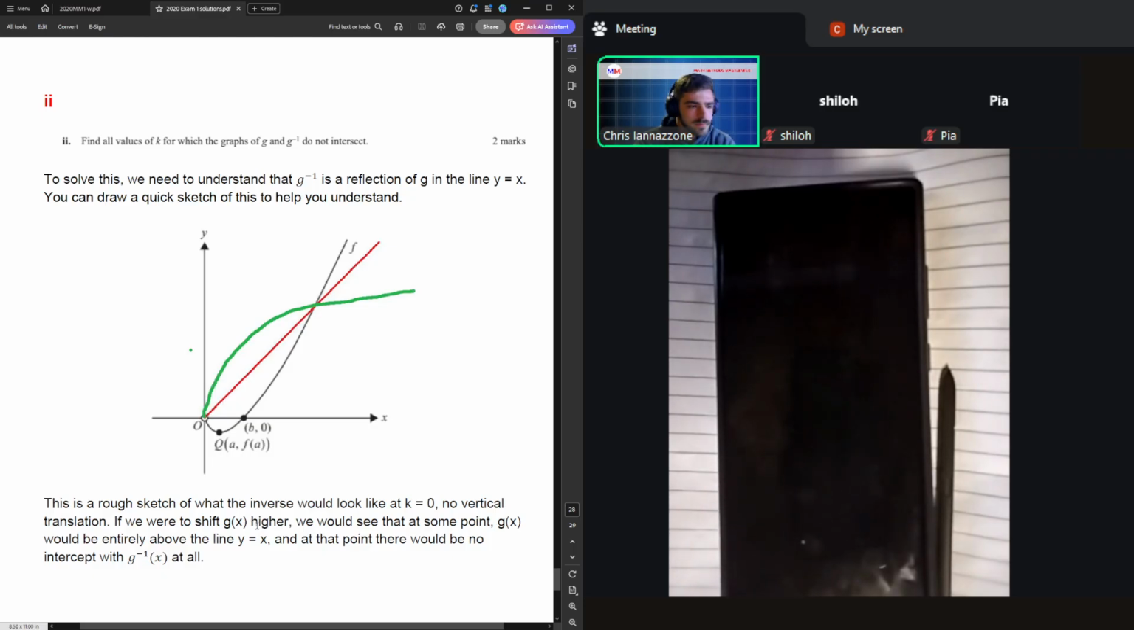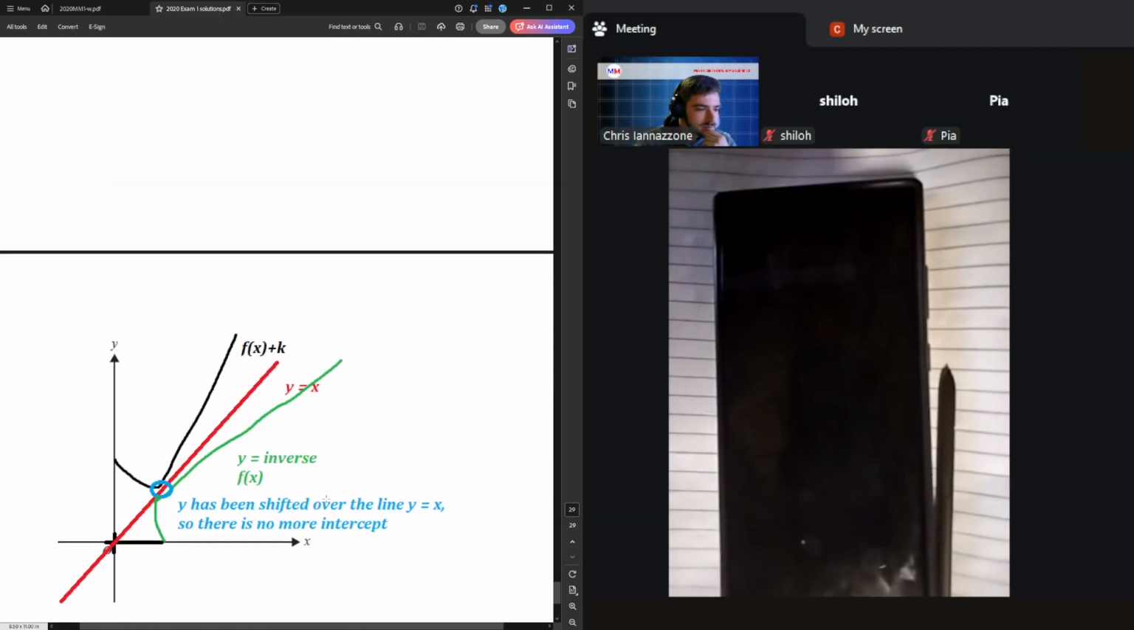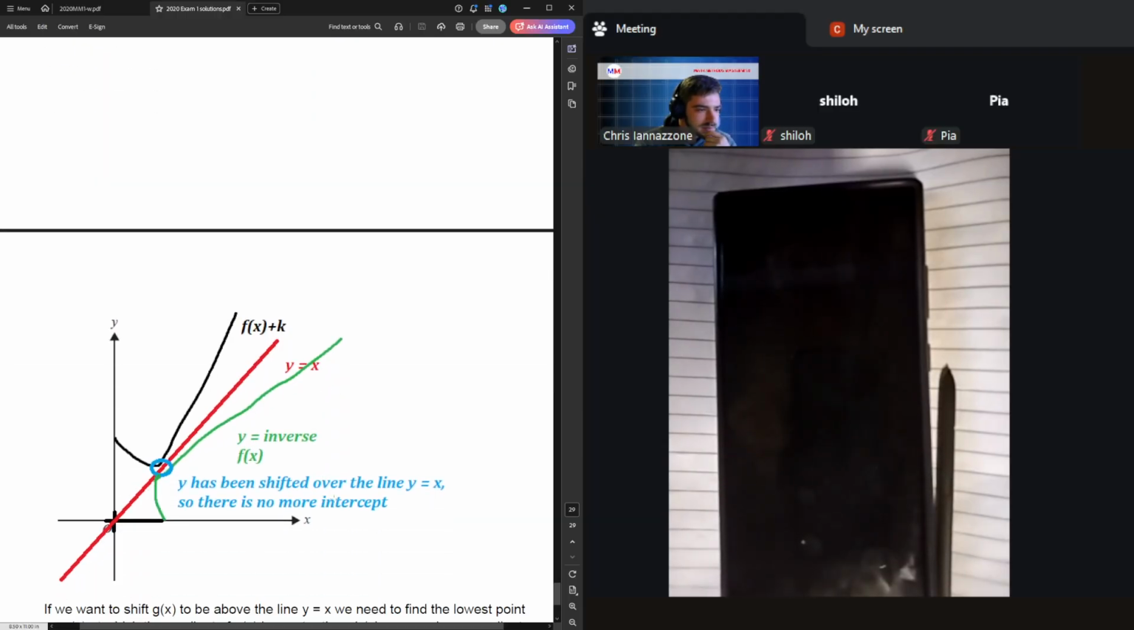Which way would you want to push it? Thinking about the original, which way do you reckon you'd want to push it? Probably up. Yeah, up. Because at a certain point when you shift it up, you're going to get basically this, which is you got your black line shifted now up above the line y equals x, and then eventually, because you're flipping in this line, there'll be some point of no return where they don't touch anymore.